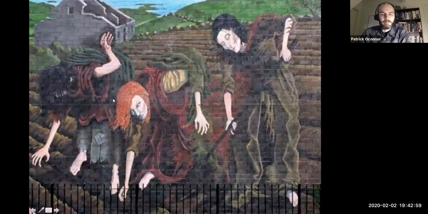Here are some contemporary depictions of the potato famine.